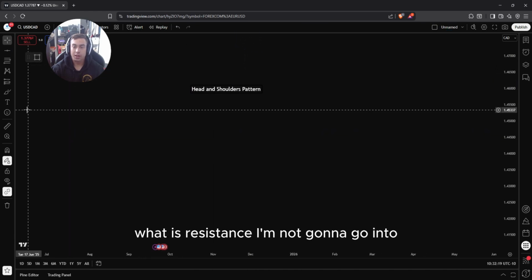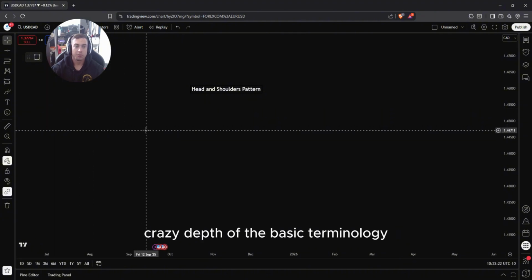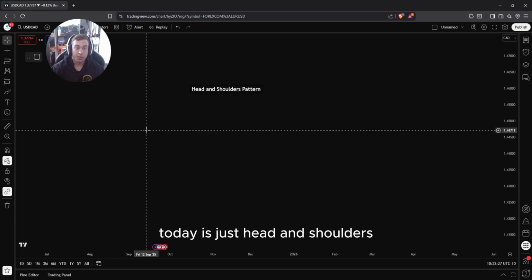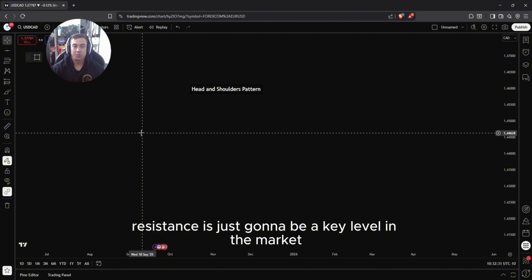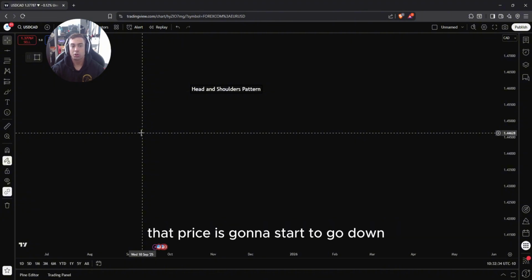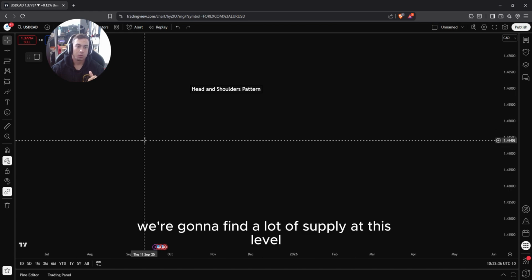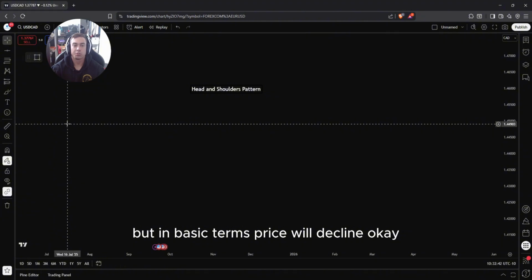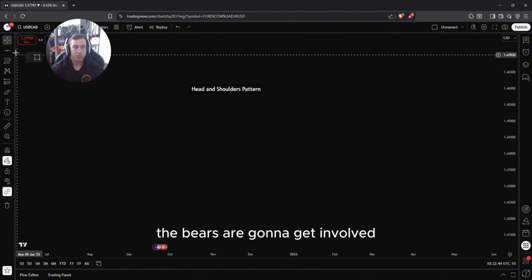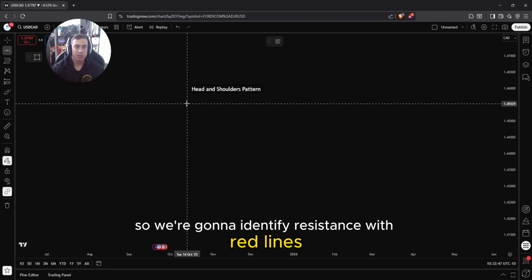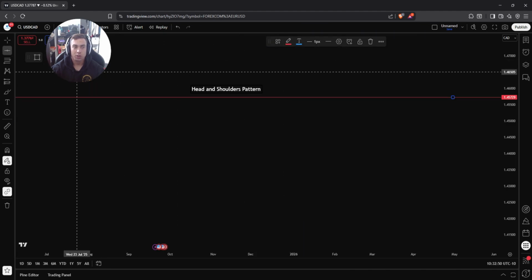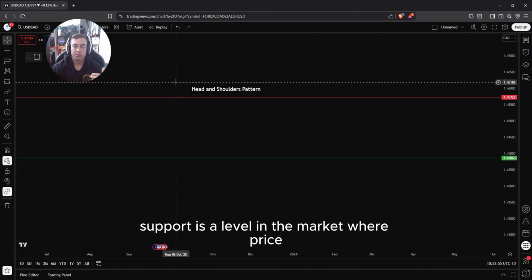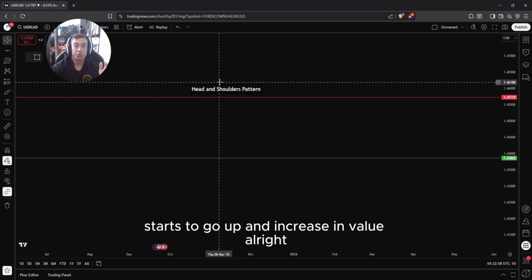What is resistance? I'm not going to go into crazy depth on the basic terminology because I can make a separate video on that. Today is just head and shoulders. Resistance is a key level in the market where price is going to start to go down. We're going to find a lot of supply at this level, but in basic terms, price will decline. The bears are going to get involved. So we're going to identify resistance with red lines, and support with green lines like that. Support is a level in the market where price starts to go up, an increase in value.